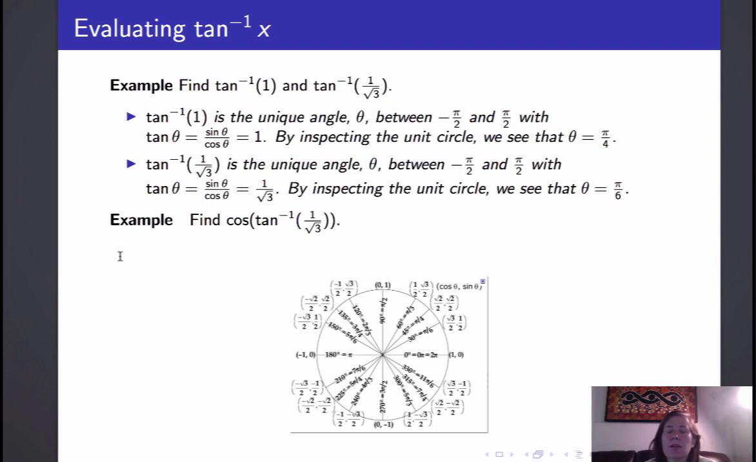Let's look at something slightly more complex here. Suppose we want to find cosine of tan inverse of 1 over the square root of 3. Then we should evaluate from the inside out. So cosine of tan inverse of 1 over the square root of 3 is cosine of pi over 6 by our previous calculation, which is equal to the square root of 3 over 2.